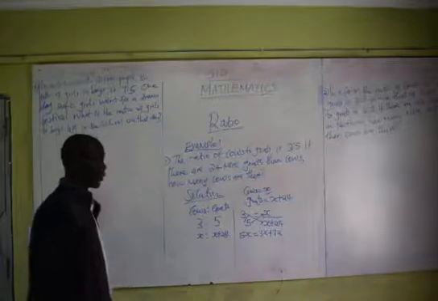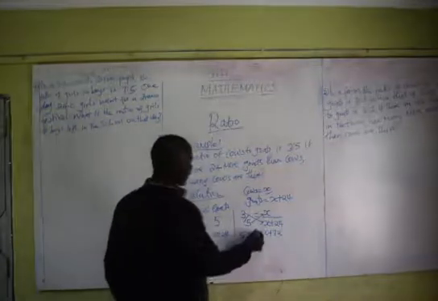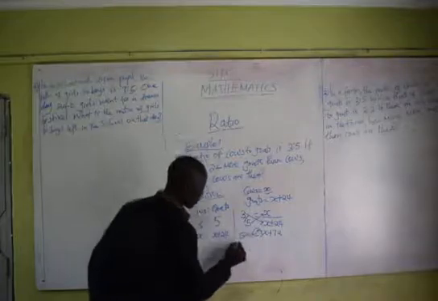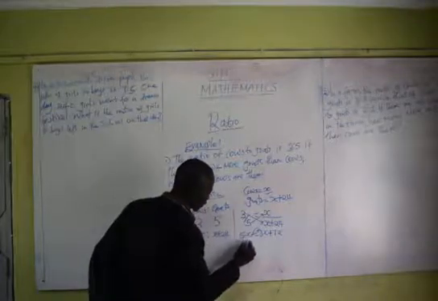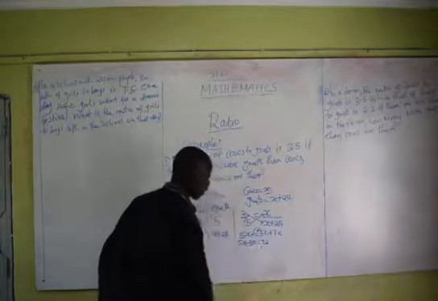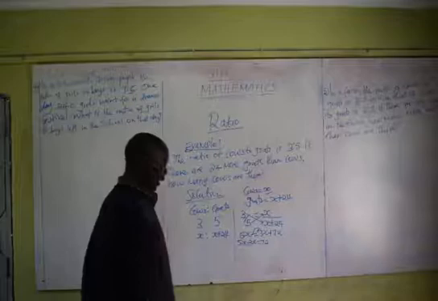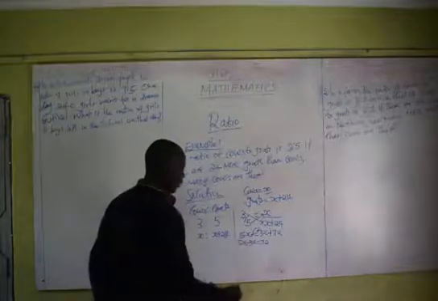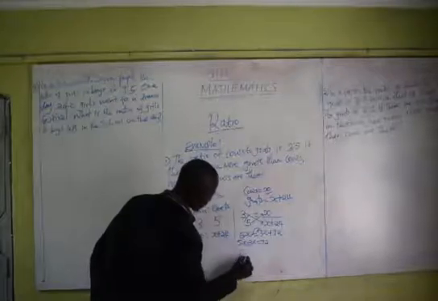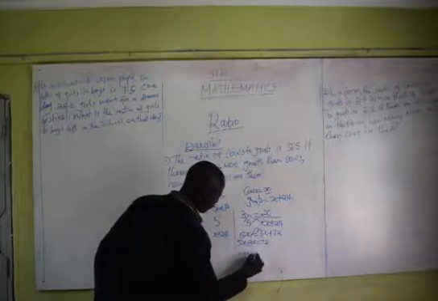Then from here we collect the like terms. This 3x is positive, and a positive crossing the equals sign becomes a minus. So we say it is 5x minus 3x is equal to 72. Now, 5 take away 3 gives us 2, so we have 2x is equal to 72.